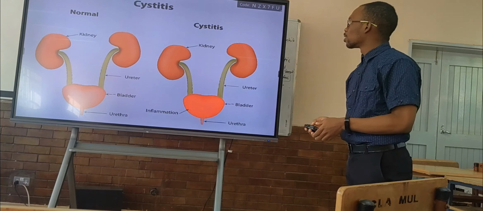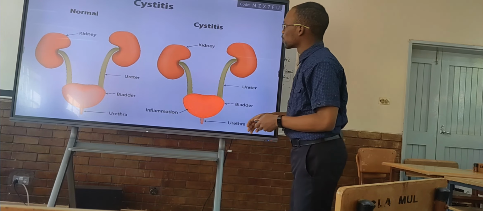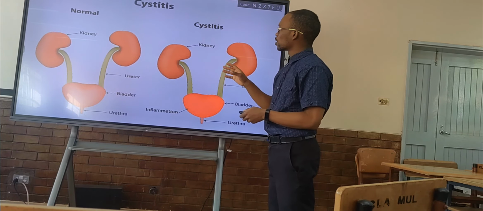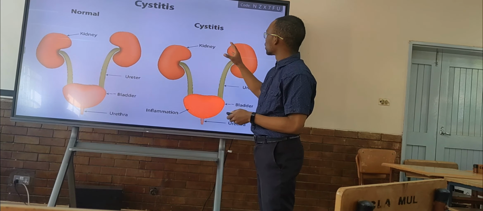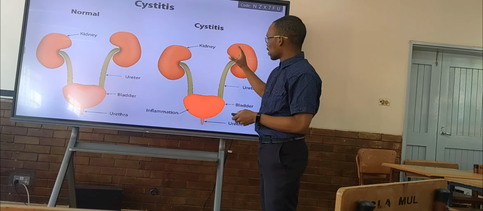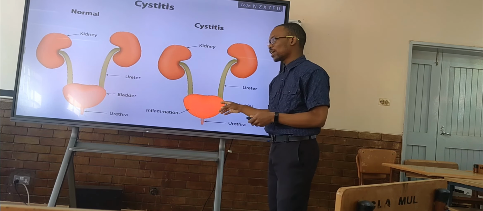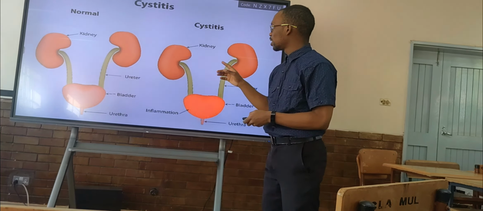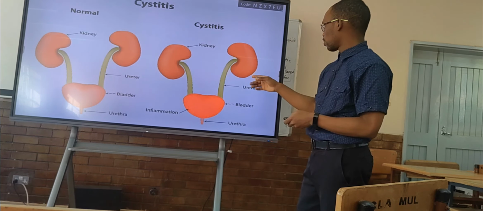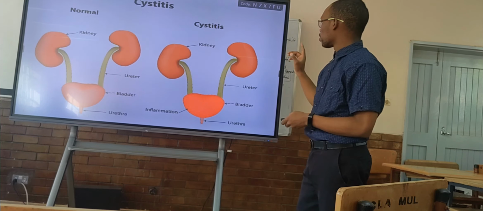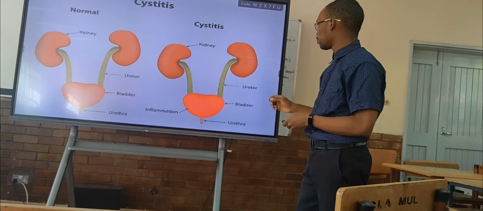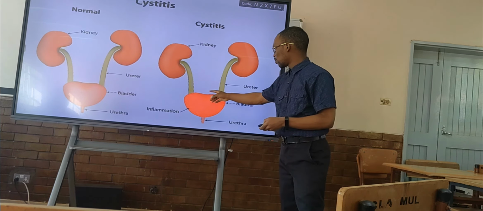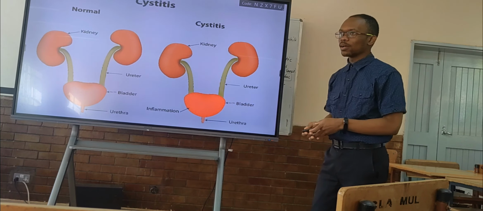When you search on the internet or in other books, you find interstitial cystitis. This is a diagram which shows you the normal and the abnormal bladder. The normal is just normal, and cystitis is one where it's inflamed. This reddish part shows you that it's inflamed. You can see the kidney, ureters, bladder, and urethra. The inflammation is on the bladder. So that's our concentration today.